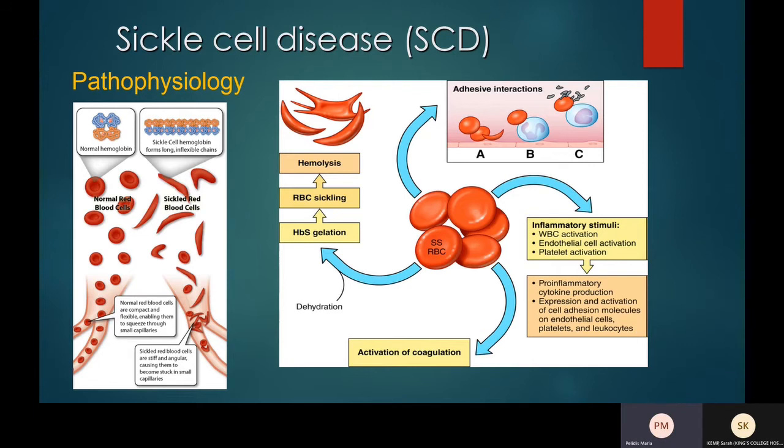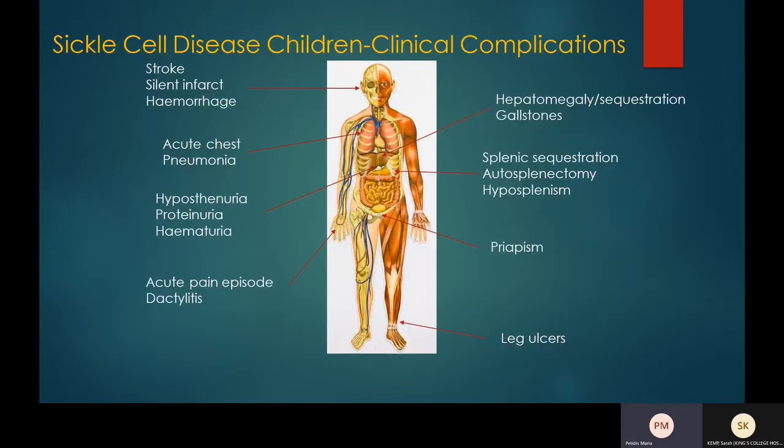Sickle cell disease is also a hemolytic disorder, and the red cells do not survive as long as normal red cells do. As a result, people with sickle cell disease have complications that affect all of their body. The most common complication are acute pain episodes. And in infants, these can present as dactylitis or swelling of the hands and feet. But as children get older, pain can occur at any part of the body.